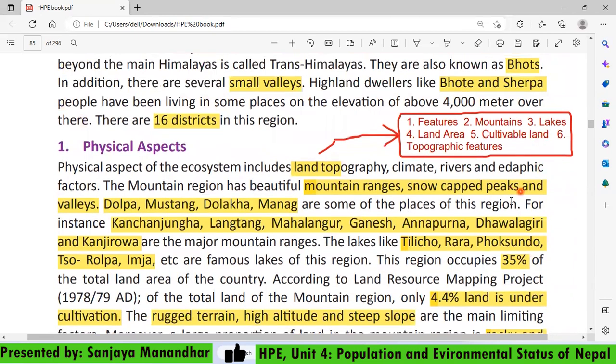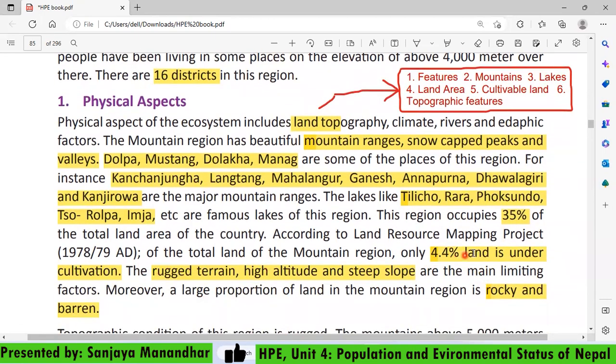And next, third number, lakes are also there. What types of lakes? Tilicho, Rara, Phoksundo, Chorolpa, Imja. These are some lakes. And fourth number, I have written land area. What is the land area coverage? 35%. We have already done it in introduction as well. And cultivable land percent. Look here. According to the Land Resource Mapping Project 1978-79, 4.4% land is under cultivation. Okay, cultivable land 4.4%. Similarly, other topographic features, look here.